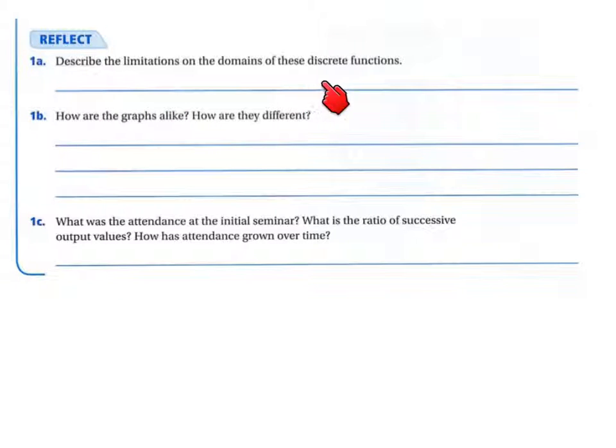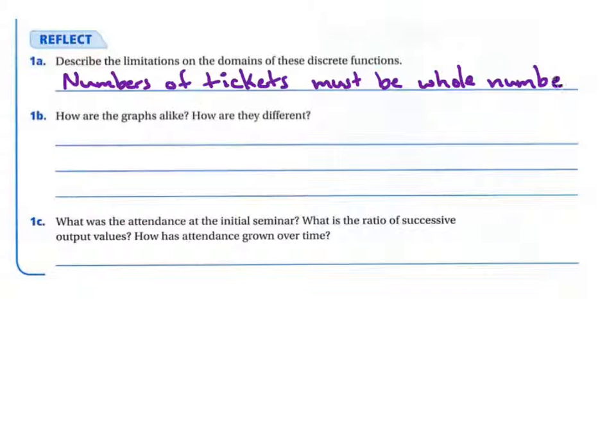Okay, the limitations on the domains of these: they're both whole numbers. We can't have a fraction of a ticket bought, and we can't have a fraction of an attendee, right? 1.5 people can't attend. So the number of tickets must be whole numbers, and the number of people must be whole numbers. I forgot to say that. Sorry, not people, the number of events. So the number of tickets and the number of events must be whole numbers.